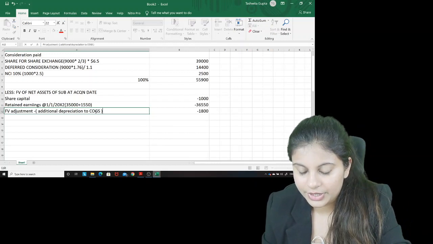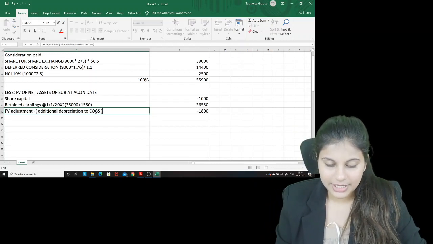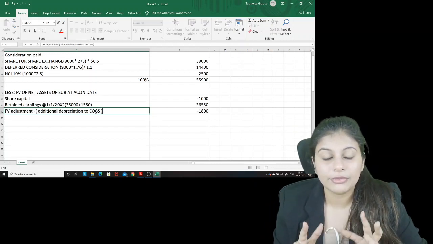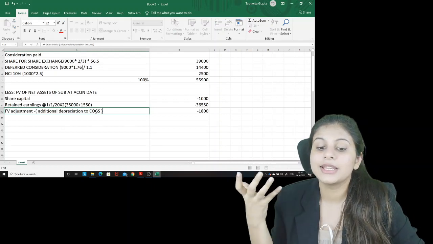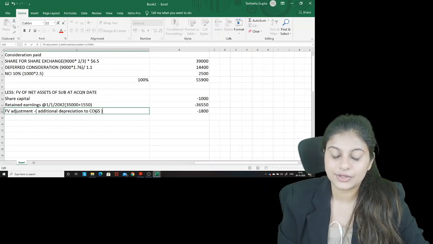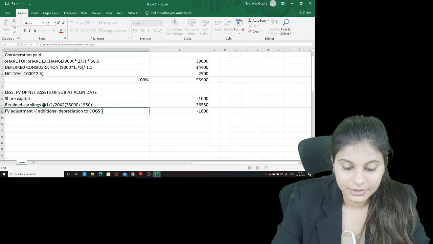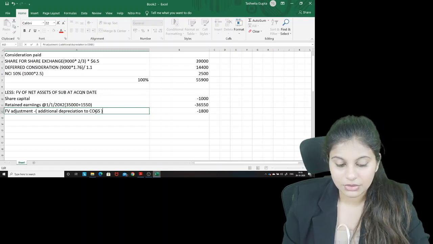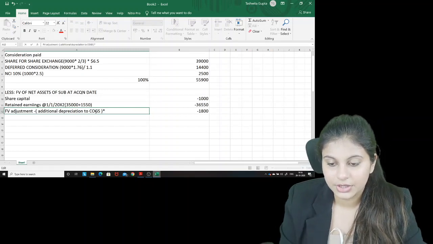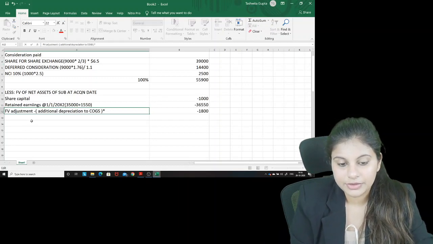Right? So don't forget to do that, because you're also preparing the statement of profit and loss. So you have to keep this in mind, that I have to take additional depreciation to COGS. So this is a star point. Okay, so make sure you have a note of it. So this is my fair value adjustment.